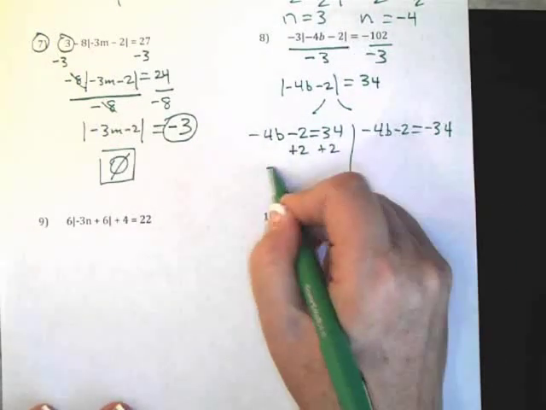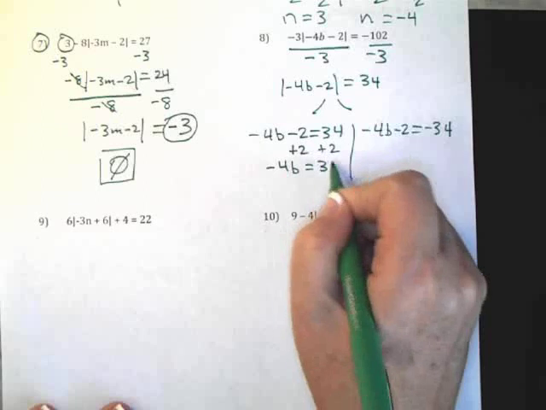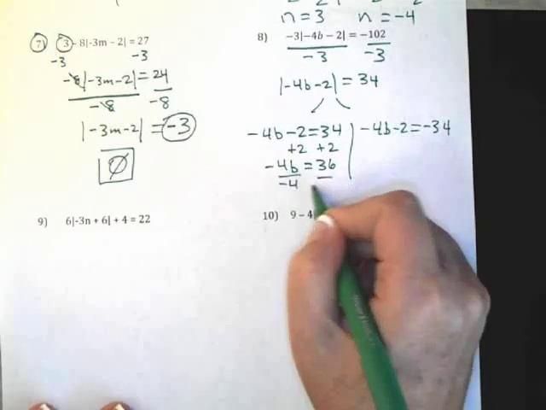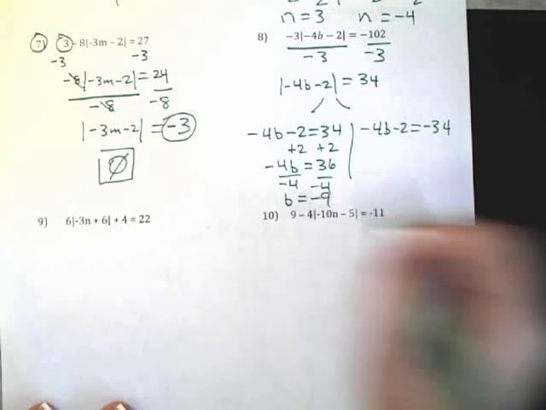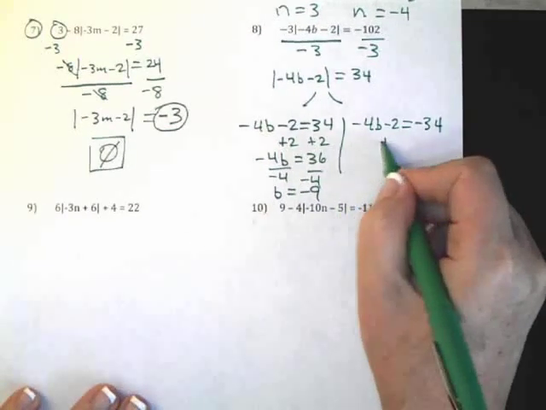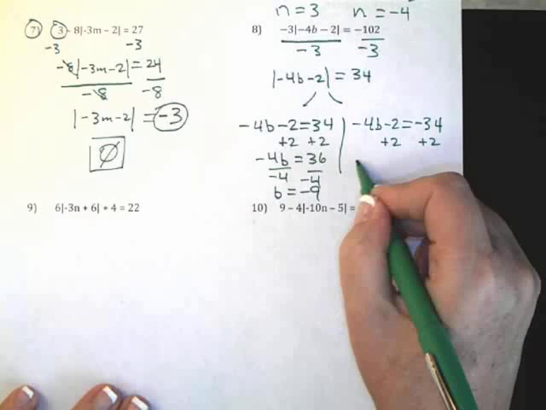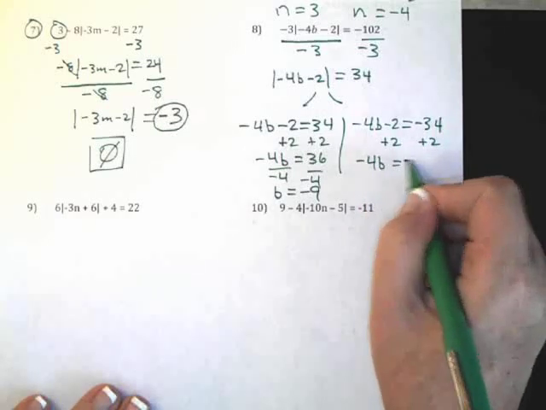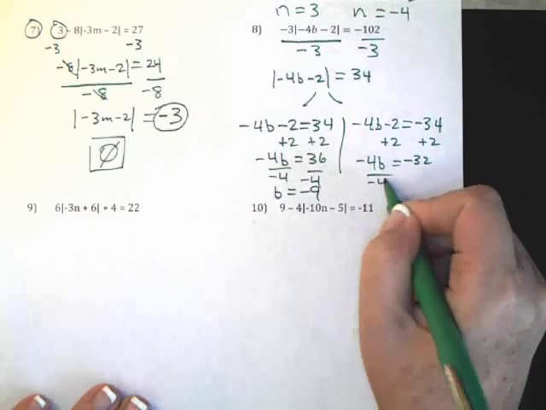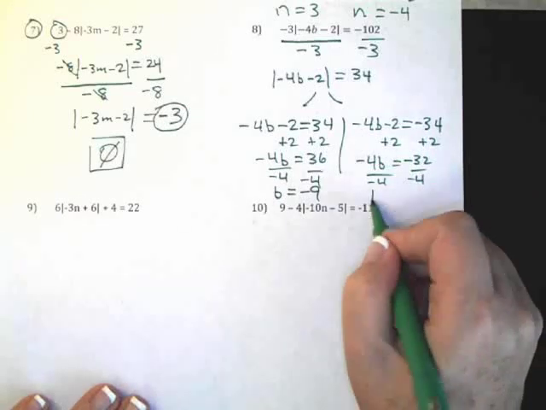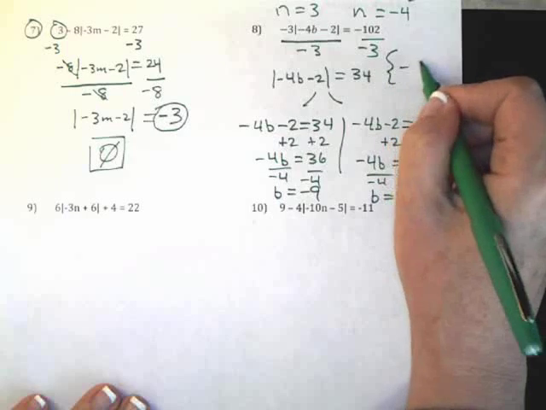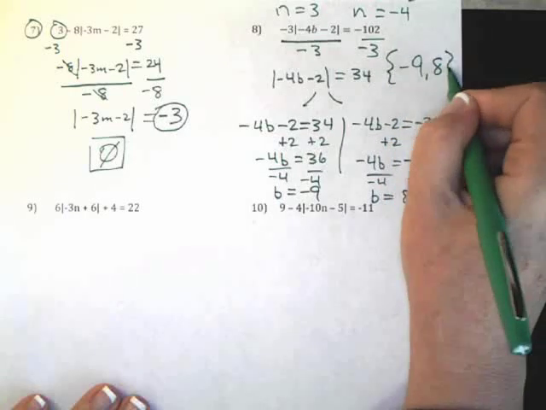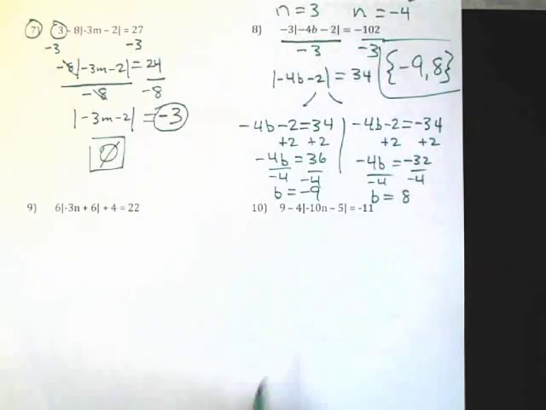Adding 2 to both sides, dividing by negative 4, I'm getting b is equal to negative 9 for that first solution. On the second equation, adding 2 to both sides and dividing by negative 4, b is equal to a positive 8. So our two solutions are negative 9 and positive 8 that we're going to place inside our set braces.